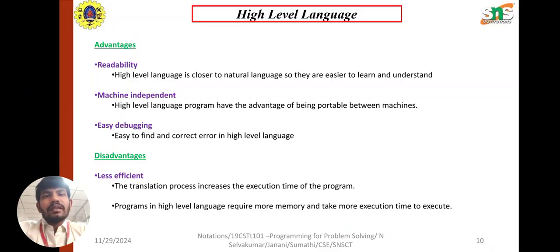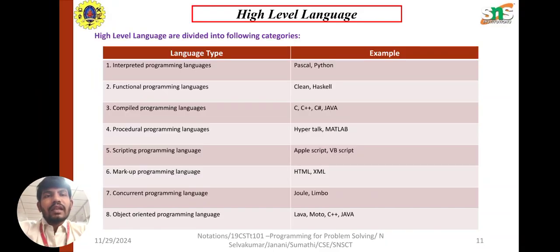Advantages are readability, machine independence and easy debugging. The disadvantage is that it is less efficient. High level language is a language type, and examples are given here. There is a reference for the different programming languages.